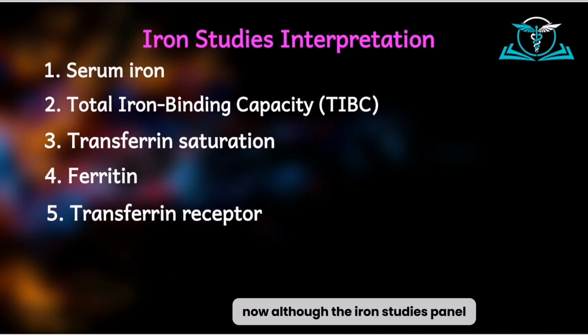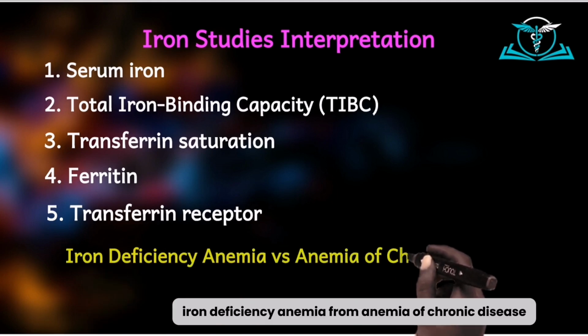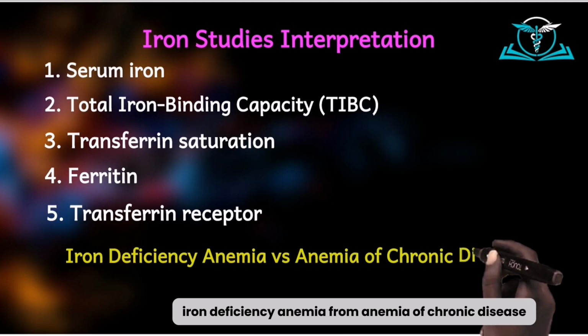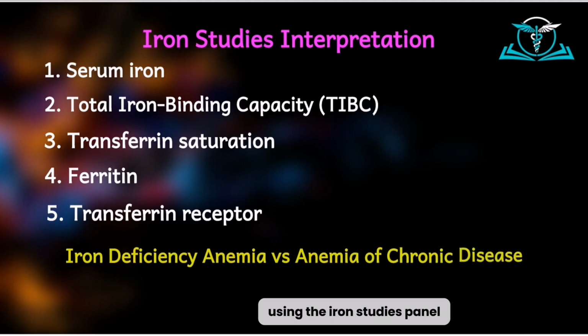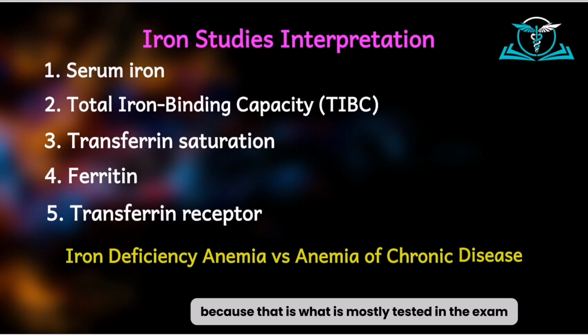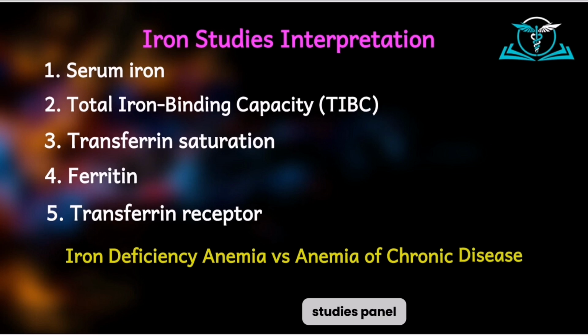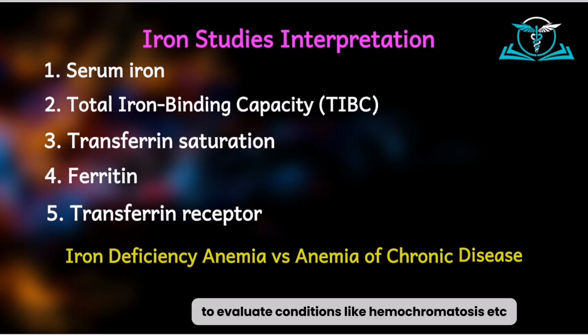Now, although the iron studies panel can be used to evaluate a number of conditions, our focus will be on how to differentiate iron deficiency anemia from anemia of chronic disease using the iron studies panel, because that is what is mostly tested in the exam. But we will briefly touch on how to use the iron studies panel to evaluate conditions like hemochromatosis, etc.